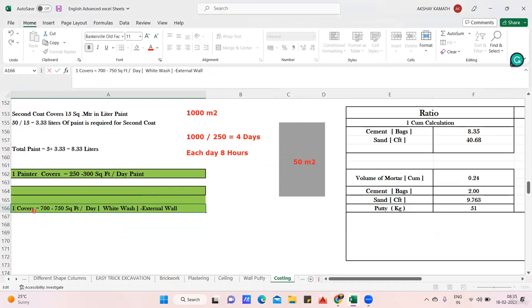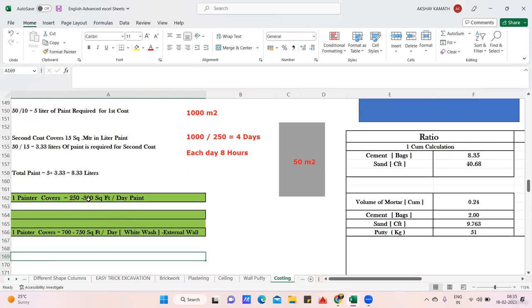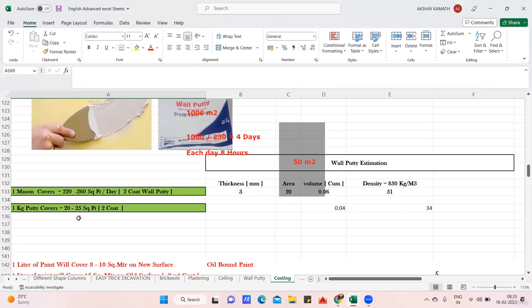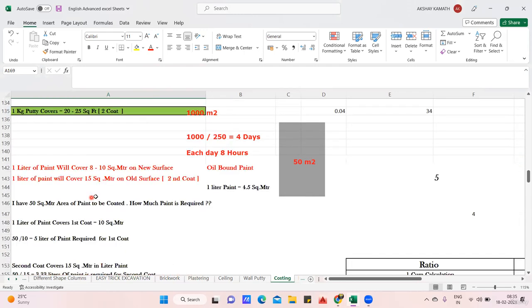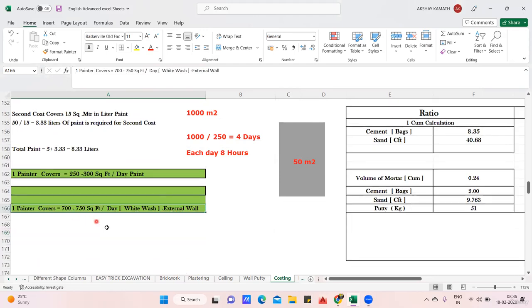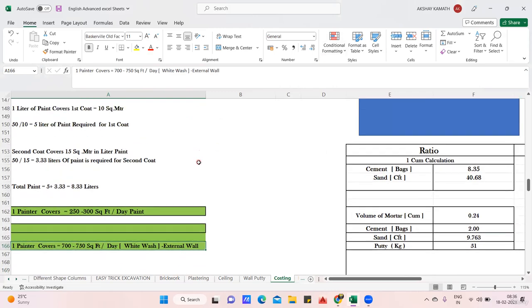You remember this? One painter covers 700 to 750 square feet in a day if he's doing a whitewash. So if he's going to cover 250 to 300 square feet of paint in a single day, if it is wall putty, he's going to cover 220 to 260 square feet. Whitewash is usually done for the exterior walls, and then 700 to 750 square feet in a day will be covered. This much you understood? So this was all about the paint calculation.